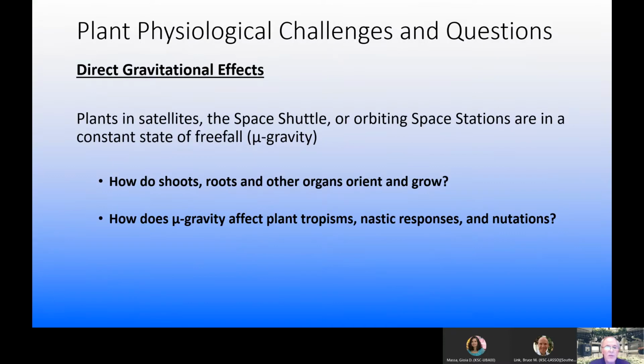Hopefully I can advance. There we go. Okay, so direct gravitational effects. Plants in satellites or that were flown in the space shuttle or in orbiting space stations like Mir and the ISS are in a perpetual state of free fall. So we refer to that as microgravity. So how do the shoots and roots and other organs orient and grow? Just a fundamental physiological response to the environment. How does microgravity affect things like tropisms and nastic responses or mutations?